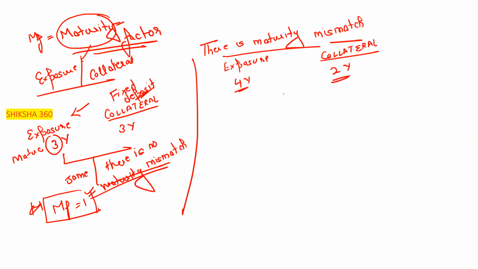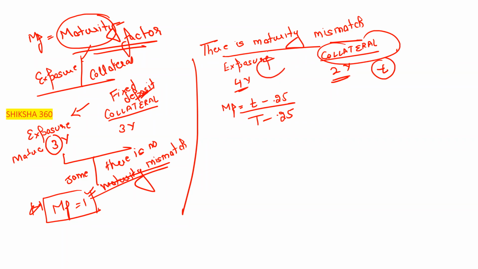So in that case, there is a formula to calculate MF. The formula is (T minus 0.25) upon (T minus 0.25). Here small t represents the tenure of the collateral and capital T represents the maturity time of the exposure. Clear?